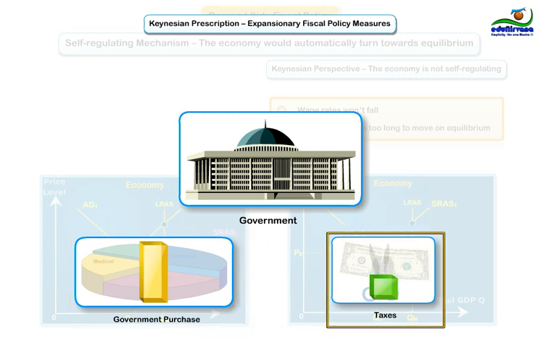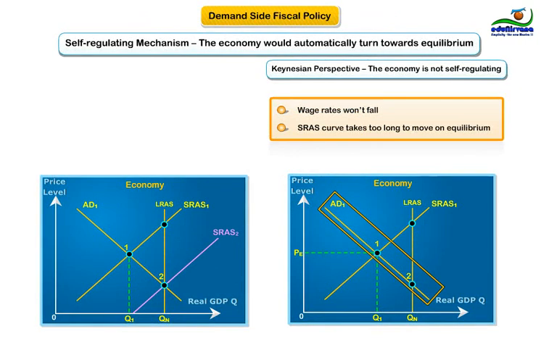from Mr. Government shifts the aggregate demand curve rightward from AD1 to AD2 and moves the economy to the natural real GDP level at point 2 dash.